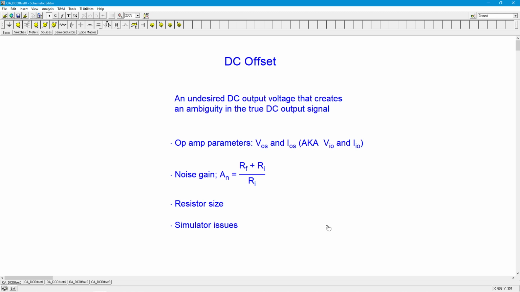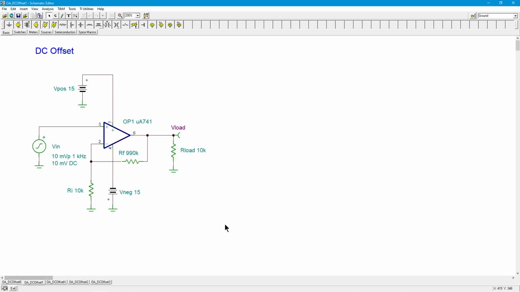And one of the big things I want to do here is talk about simulator issues, because there are certain sorts of gotchas, if you will, when you simulate DC offset that you would not see in the lab. And this is really important. We're going to take a dive into that. First, let's take a look at a typical non-inverting op amp, see what we get.